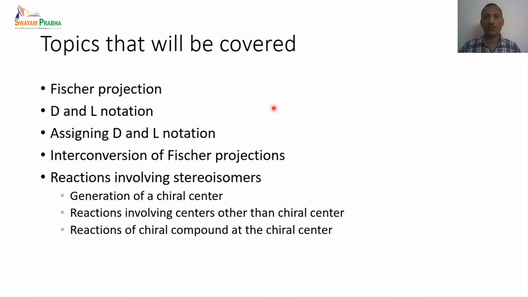The various topics that we will be studying in this session include Fischer projection, D and L notation, assigning D and L notation to various compounds, mainly carbohydrates and amino acids, and the interconversion of Fischer projections. We will also be studying reactions involving stereoisomers, basically generation of a chiral center, reactions involving centers other than the chiral center, reactions involving the chiral center, and reactions of chiral compounds at the chiral center.